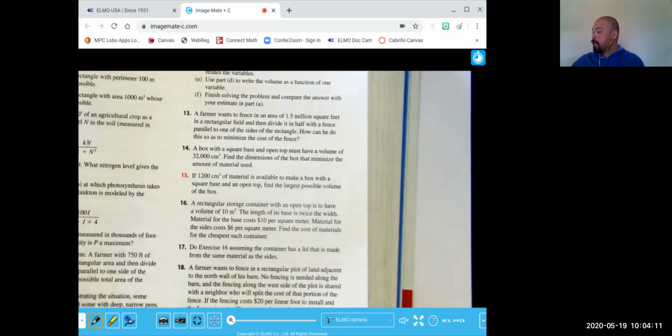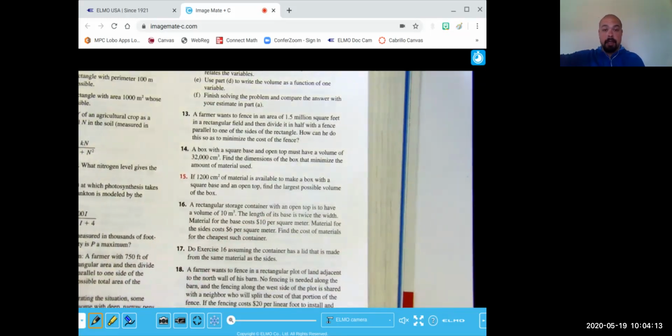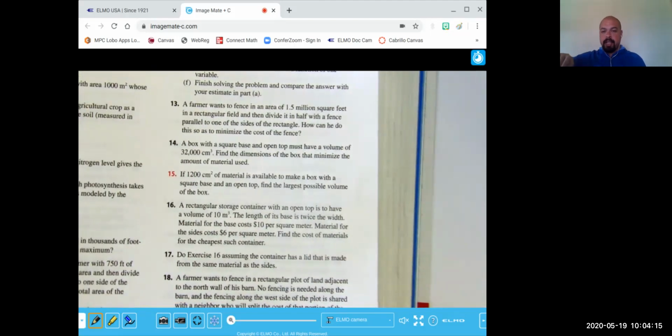So number 16 here. This is a rectangular storage container. Again, a common aspect, right? We have this box with an open top that's going to have a volume of 10 cubic meters. So it's basically like a big dumpster. The length of its base is twice the width. Material for the base costs $10 per square meter. Material for the sides costs $6 per square meter. Find the cost of materials for the cheapest such container. Right? We're trying to minimize that cost.